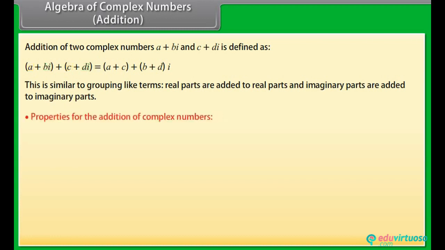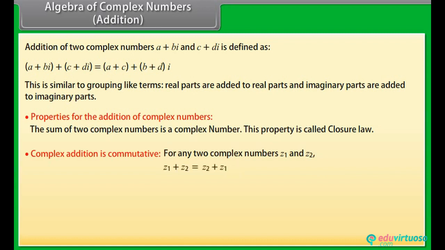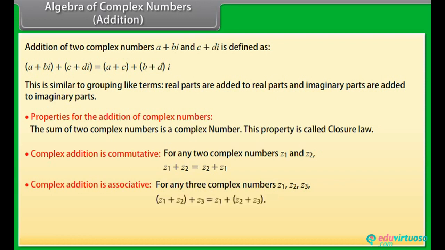Properties for the addition of complex numbers. The sum of two complex numbers is a complex number. This property is called closure law. Complex addition is commutative. For any two complex numbers Z1 and Z2, Z1 plus Z2 is equal to Z2 plus Z1. Complex addition is associative. For any three complex numbers Z1, Z2, Z3, Z1 plus (Z2 plus Z3) is equal to (Z1 plus Z2) plus Z3.